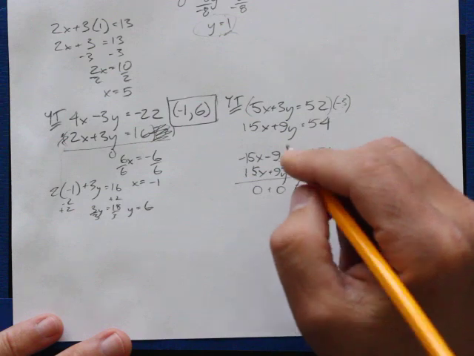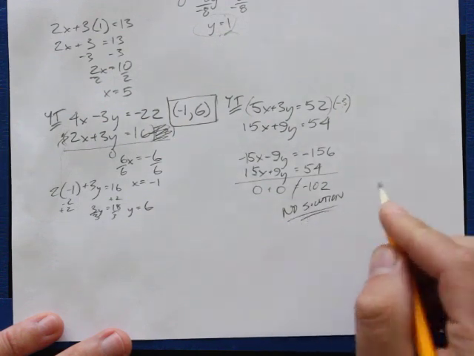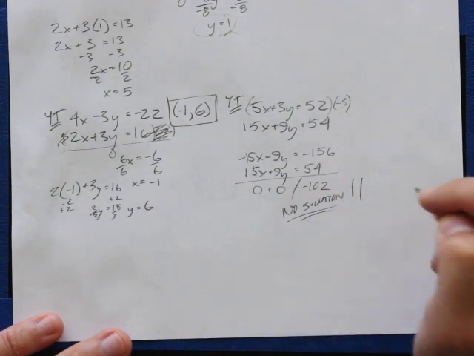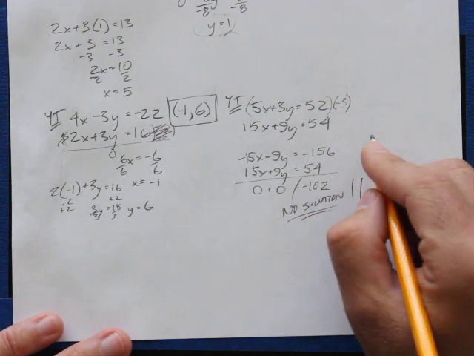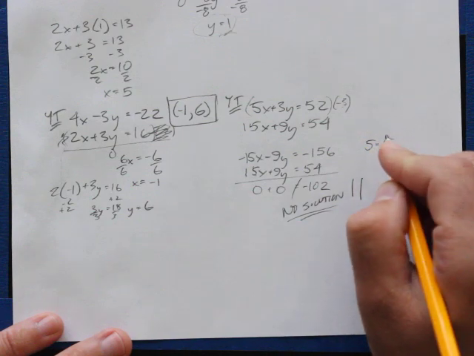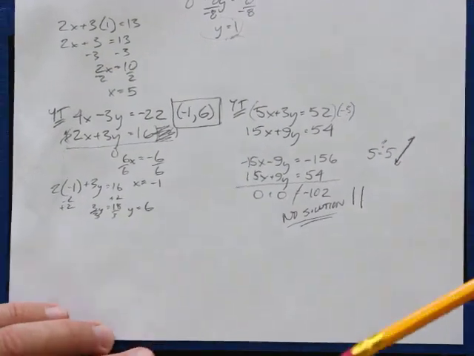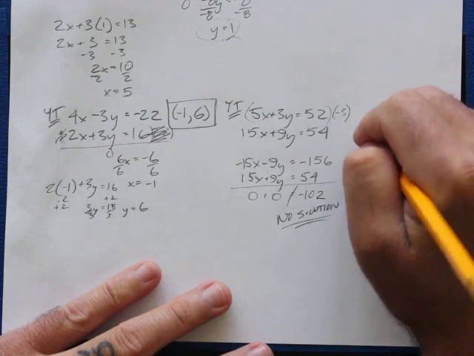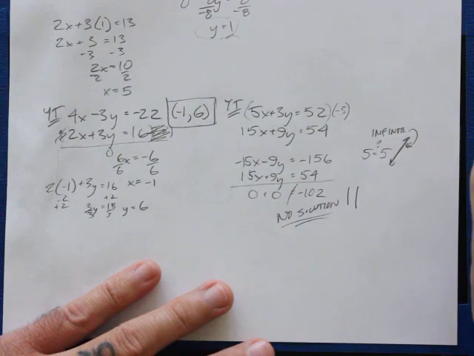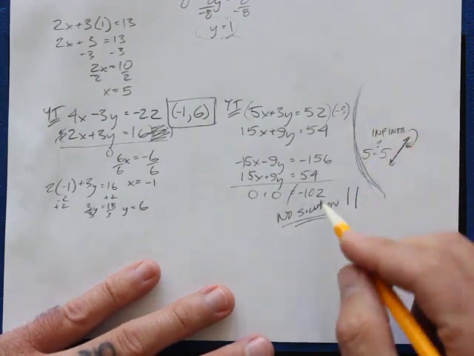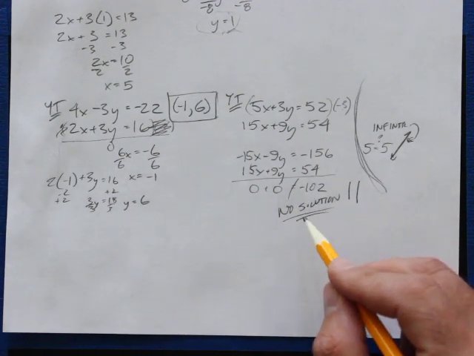If you end up with this, then you know you've got no solution, because the two lines are parallel to one another. Now, if you ended up at the bottom here with one number equals another number, then you would have a situation where both of the lines were on top of each other, so it would be an infinite solution in that kind of situation. But that is not the situation that we have here. This is parallel. 0 equals negative 102. You have no solution.